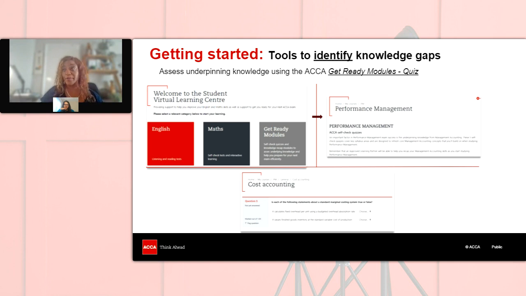And so you're going to access these quizzes through our Student Virtual Learning Centre. Now, this can be accessed via our website, and it's simply a case of going into the platform and creating an account. So it's not linked to your MyACCA account. You do have to create an account, and anyone can create an account. Then you're going to go into the Get Ready modules, and you're going to take the quiz. So on the slide there, you've got Performance Management, and the first set of questions that you're going to look at is about cost accounting, according to what's on the screen.